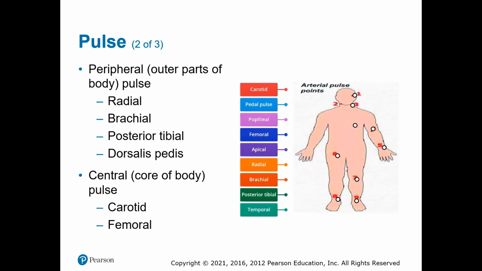Okay, again, all these pulse points on the body. Typically, we take a radial pulse. For kids and infants, we're going to do a brachial pulse. And then if we're in cardiac arrest, we're going to do either a carotid pulse or a femoral pulse.